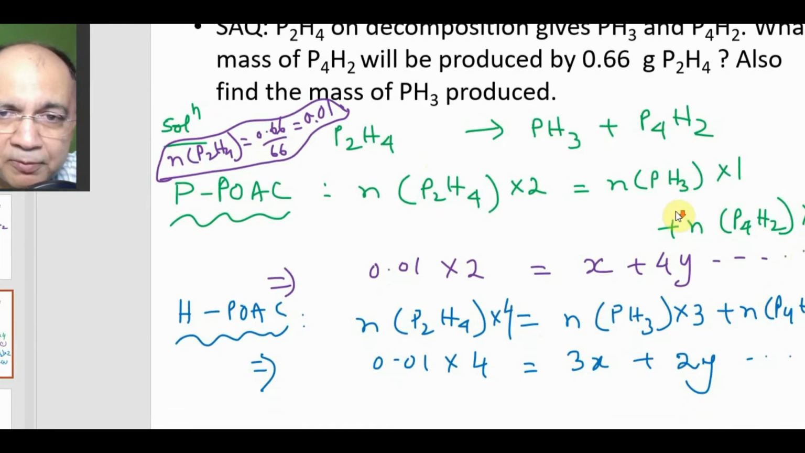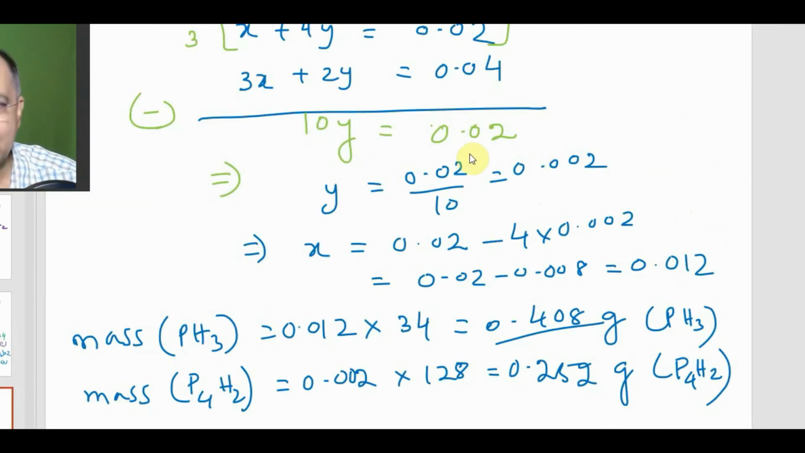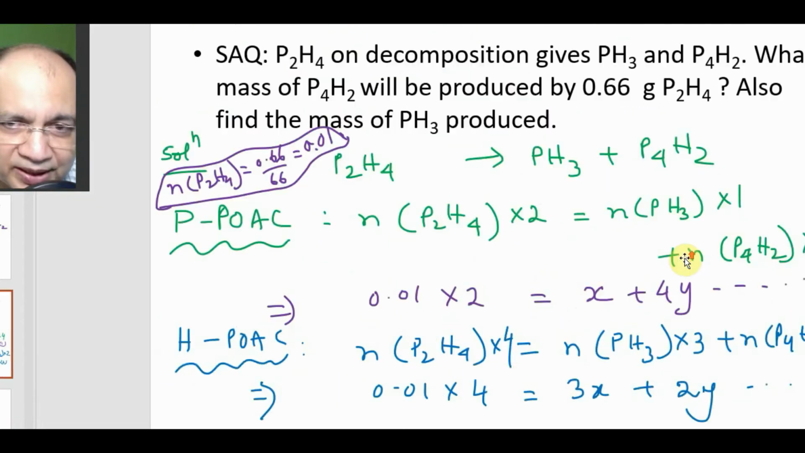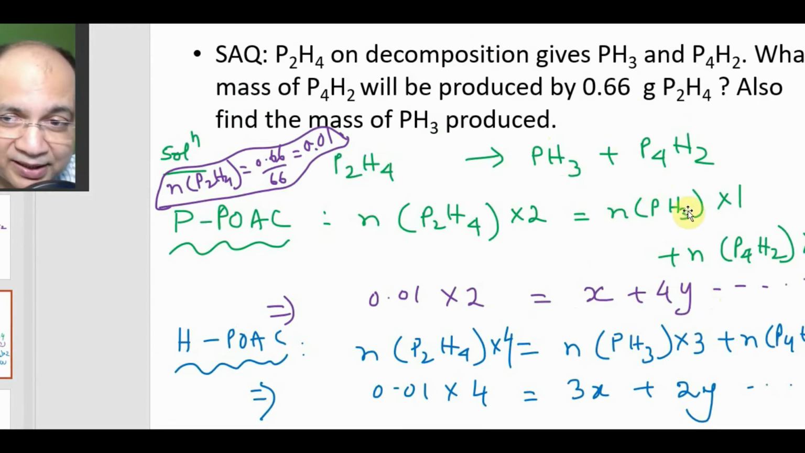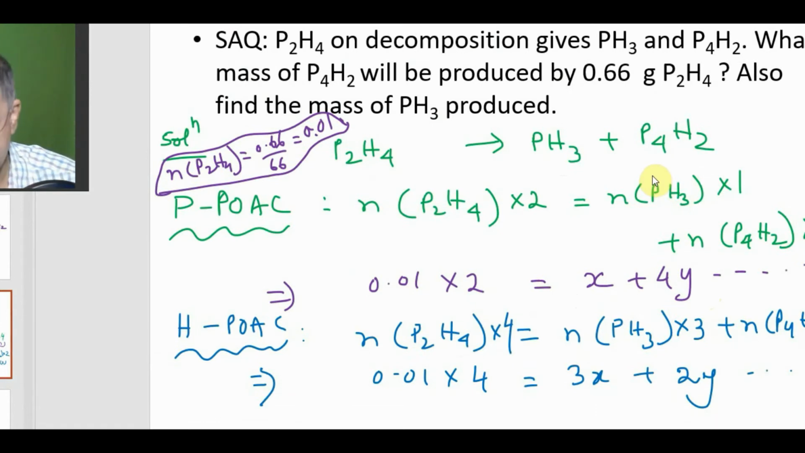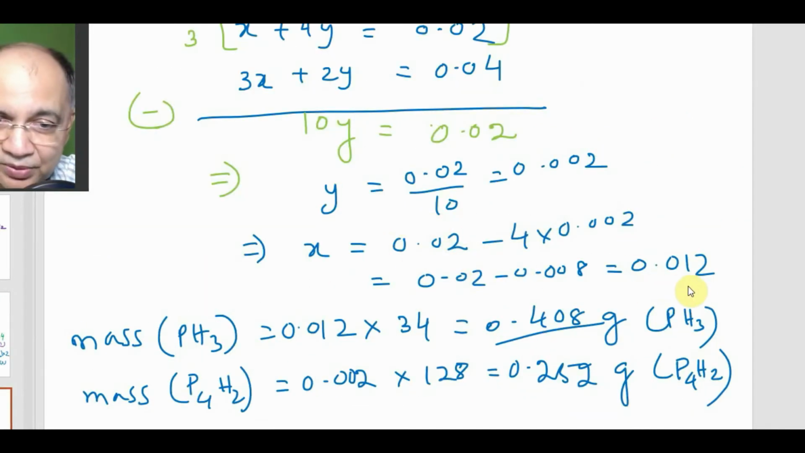So by solving these two, we get X is equal to 0.012. What was X? X was phosphine, and Y was tetraphosphine. There is no phosphoric acid, that's a slip of my tongue. Phosphine is X and tetraphosphine is Y. So we got Y as 0.002 and X is equal to 0.012.